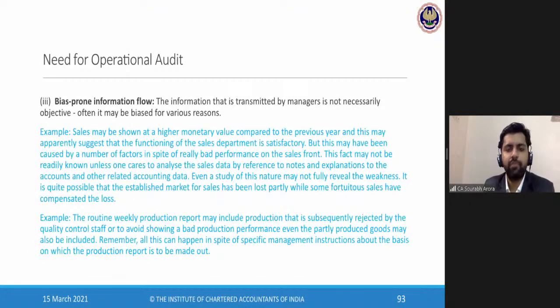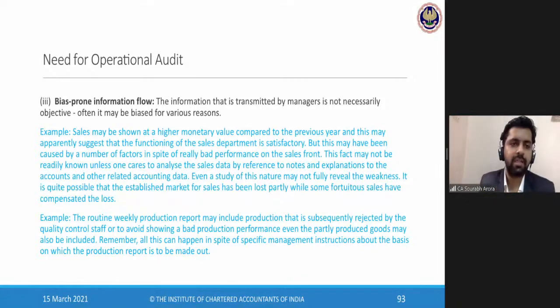Then the bias-prone information flow. Since the managers transmit the information and their appraisals, their performance evaluation depends upon that information only. So they have a conflict of interest in the transmission of information, whereas the operational auditors will not have that. Therefore, this becomes another opportunity for the operational audit. For example, sales may be shown at a higher monetary value compared to the previous year, and this may apparently suggest that the function of the sales department is satisfactory because sales have improved. But this may have been caused by a number of factors in spite of really bad performance on the sales front. This fact may not be readily known unless one cares to analyze the sales data by reference to notes and explanations to accounts and other related accounting data.